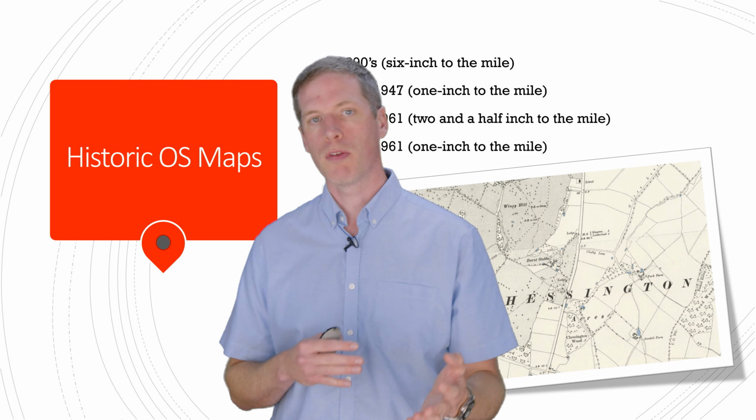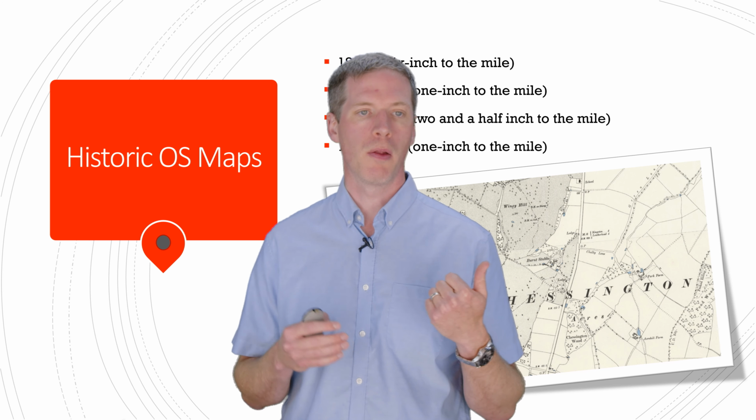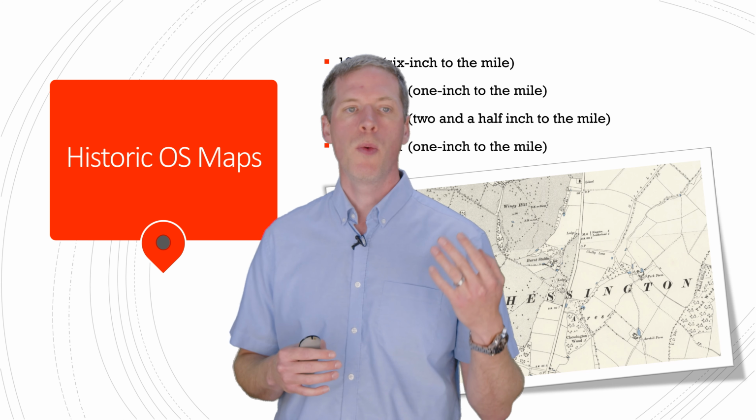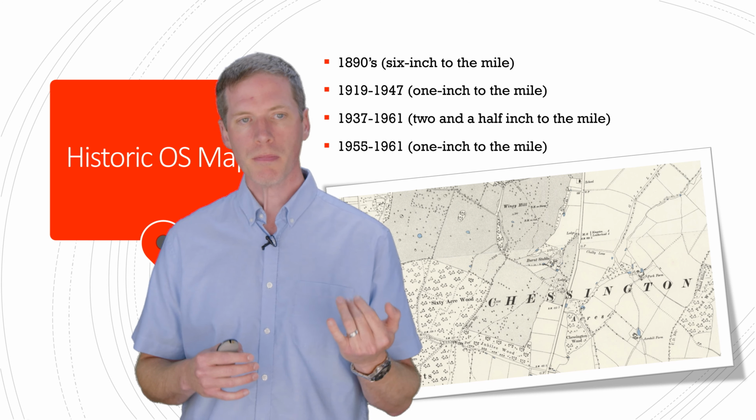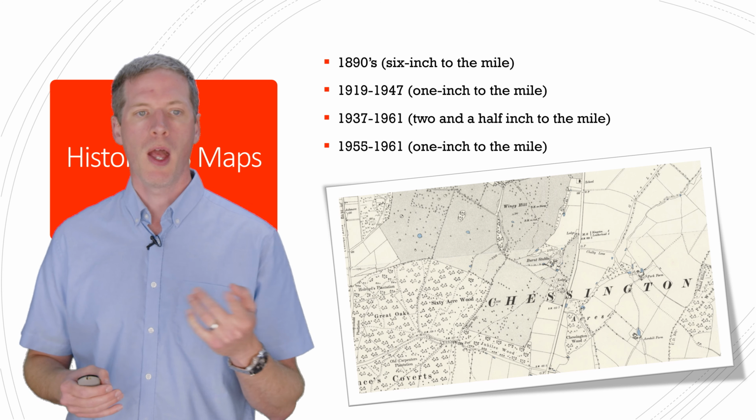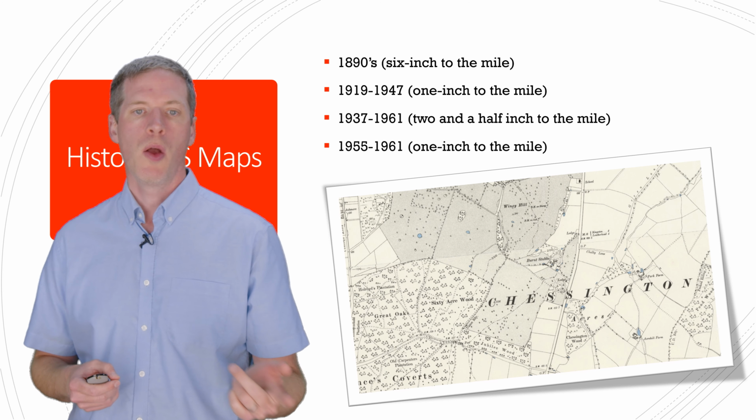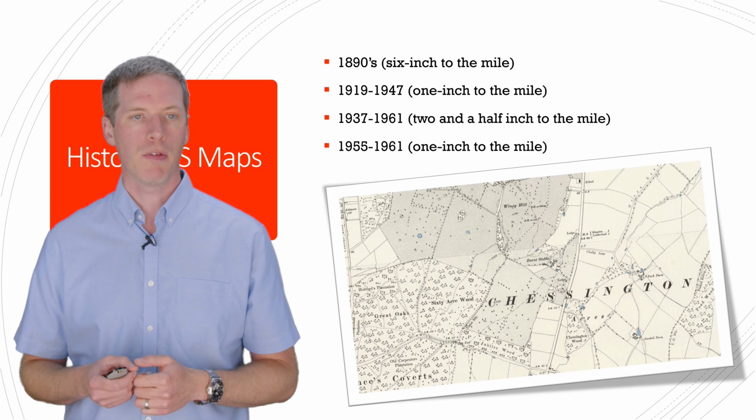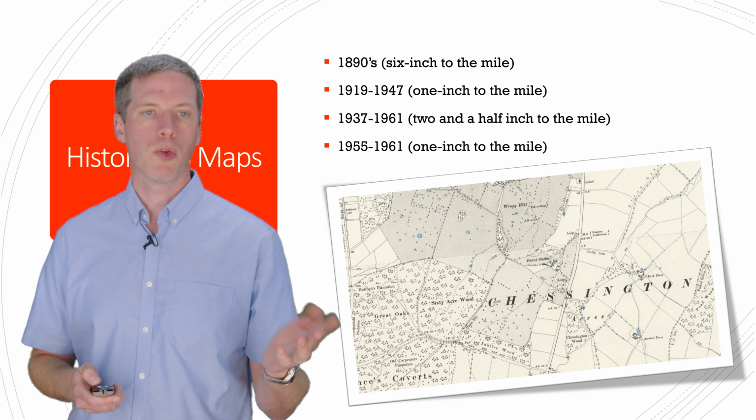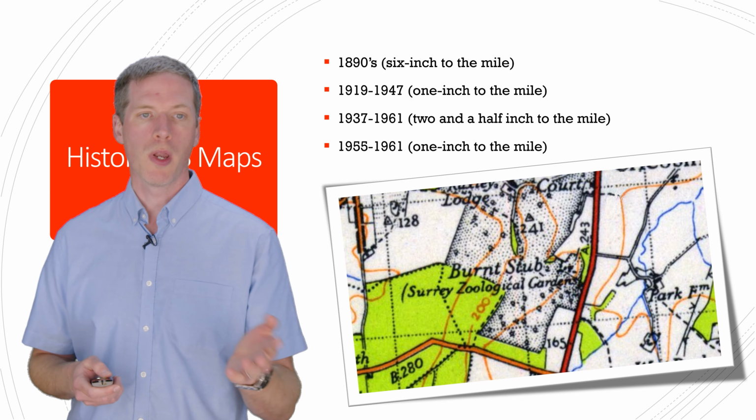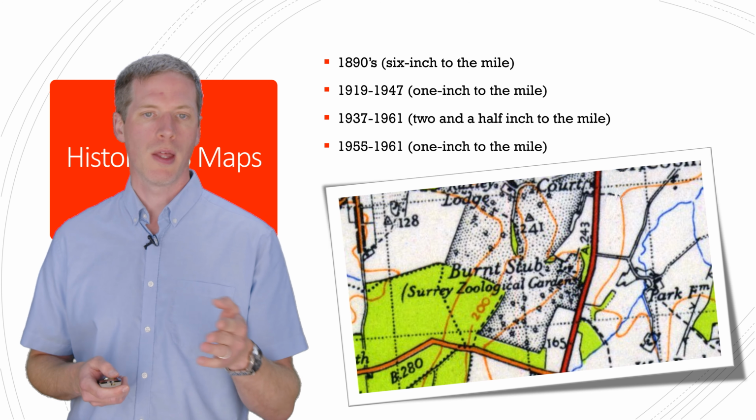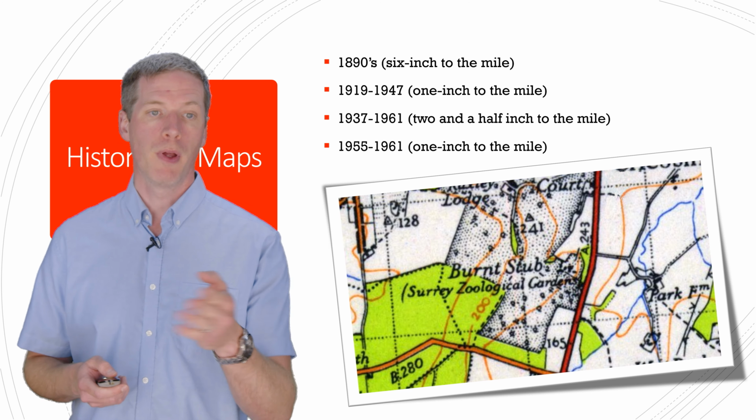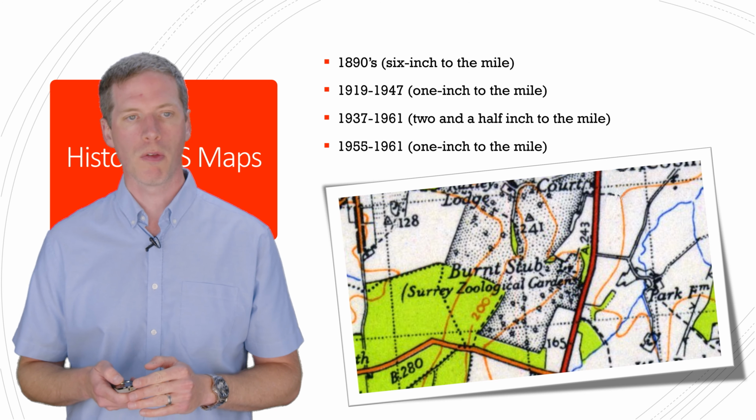But also available in Map Explorer are historic Ordnance Survey maps. We have 4 different series of Ordnance Survey maps covering 4 different periods of time. We have the 1880s, which covers 6 inch to the mile, and this is what you can see on screen, where we've got Burnt Stubbs Farm listed. We have the sort of 1920s to 40s, which is 1 inch to the mile, and you can see there Burnt Stubbs listed as Surrey Zoological Gardens as well.